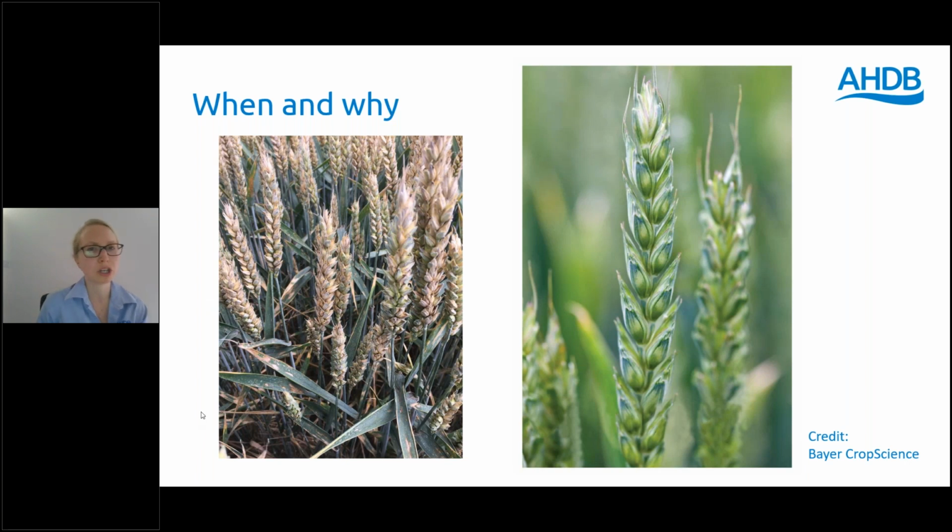And you'll want to look for any whiteheads and diagnose the reason for these, so whether it might be eyespot or take-all. So you want to look down into the bottom of the crop, look at the stems and make sure you understand why you're getting the whiteheads. Okay, next slide, please.